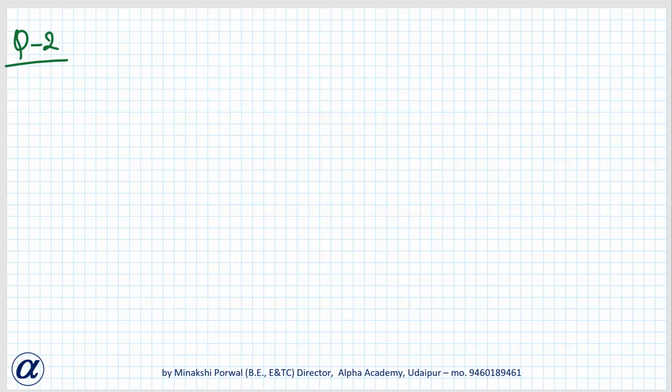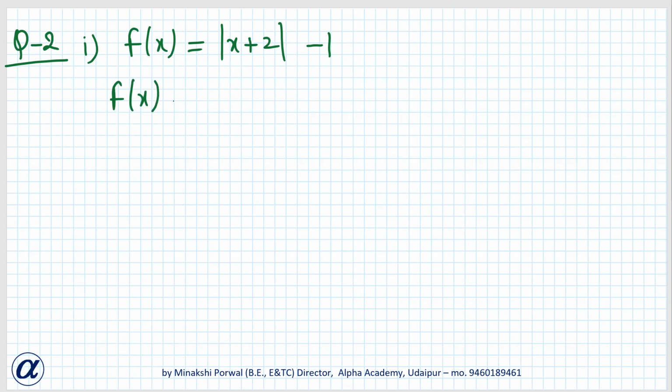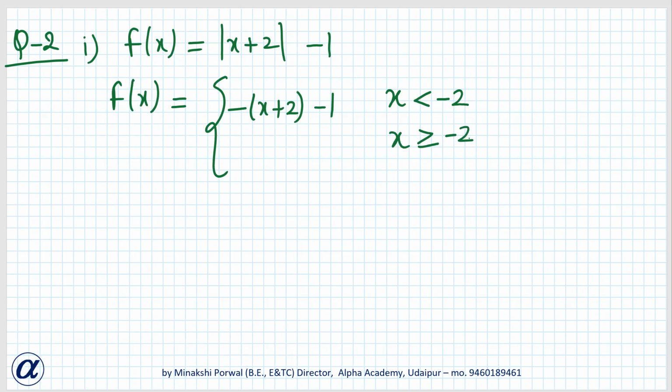Find the maximum and minimum values, if any, of the following function given by f(x) equals mod of x plus 2 minus 1. Okay. So when we have a modulus function, we can't differentiate it like the normal functions. So what we'll do is write the definition of the function. When x is less than minus 2, it is minus of x plus 2 minus 1. When x is greater than or equal to minus 2, it is x plus 2 minus 1. You know the definition of modulus function, right? Is there any doubt in this if I expand this and write this way?